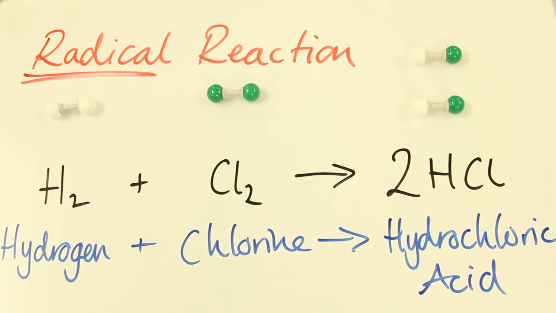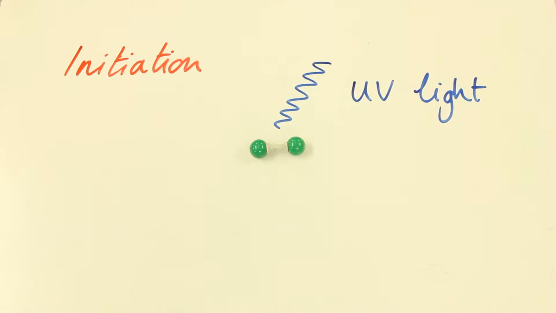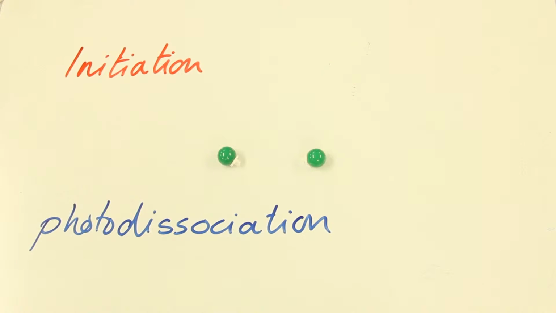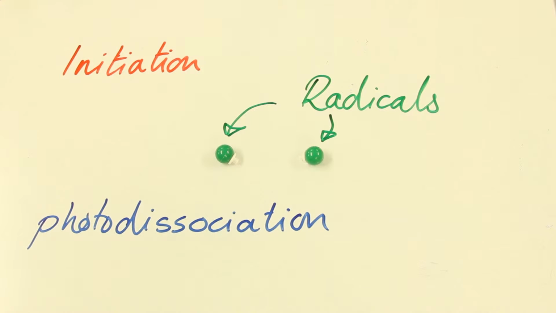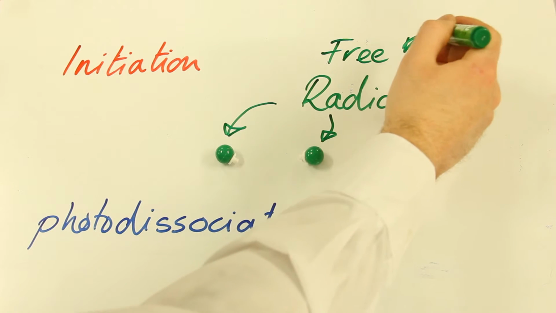Radical reactions start with something to create free radicals. This is called an initiation step. And in this case, the initiation is photodissociation, where UV light splits the chlorine molecule. Free radicals are very reactive species, and they have exactly one available valence electron for a covalent bond.